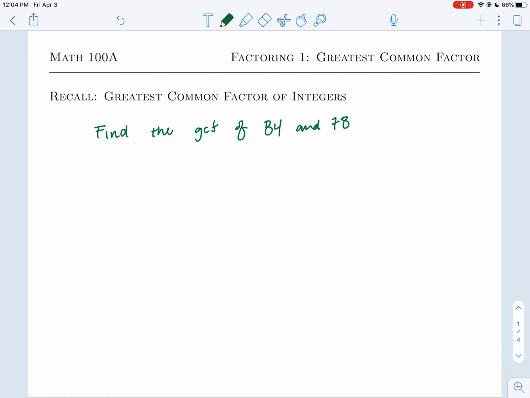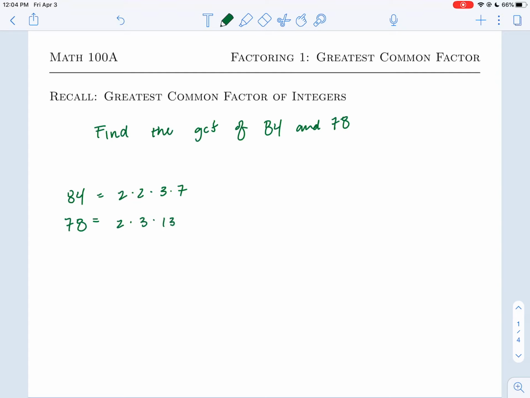So we talked about a few different methods for doing this. I'm going to show you the method that involves using the prime factorization. I think it's going to shed some light on how we do the greatest common factor of some polynomial terms. So we would start by finding the prime factorization of both those numbers. So for instance, 84 could be written as 2 times 2 times 3 times 7. And similarly, 78, its prime factorization is going to be 2 times 3 times 13.